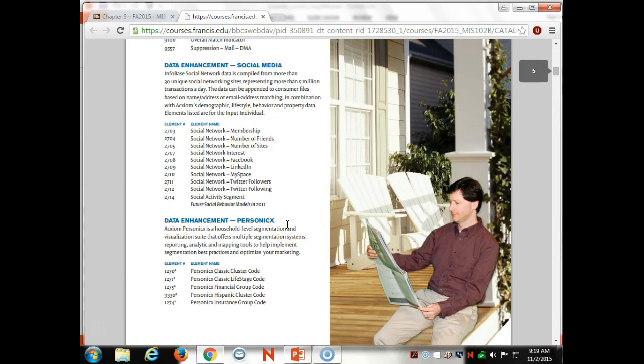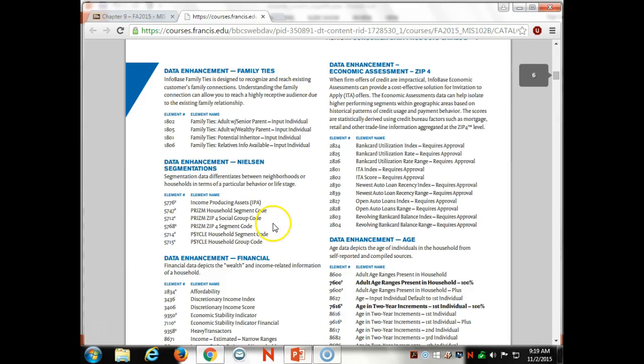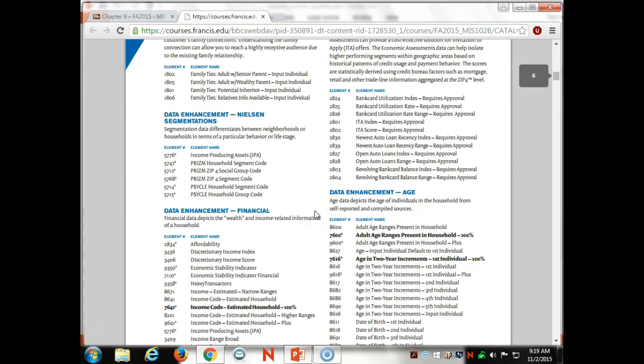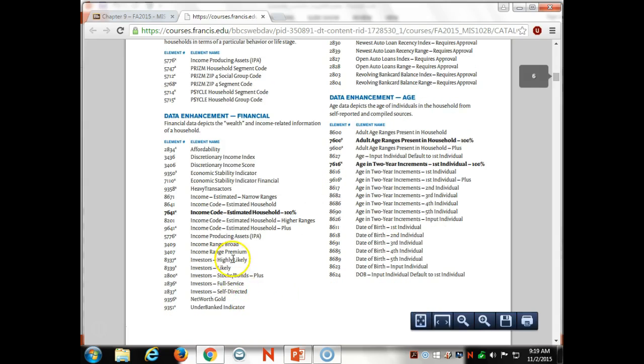Okay, this is data enhancement. We can buy information to know if you are a member of LinkedIn, if you're a member of MySpace, which I don't think anyone is anymore, the number of friends you have, the number of sites you visit. We can buy what language you speak. So we have information on John Miko, but we also want to know, does he use a bank card? Okay, what is his newest auto loan? Does he have a revolving bank card balance? Is he an investor? Is he highly likely to be an investor?